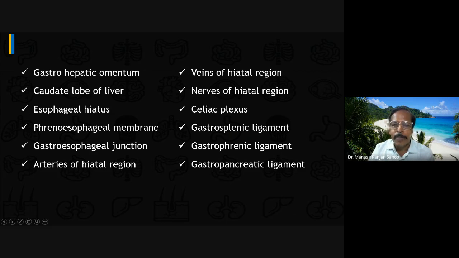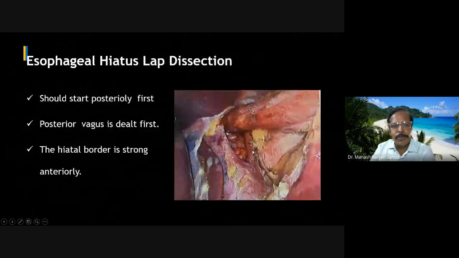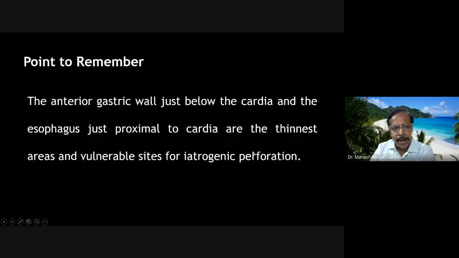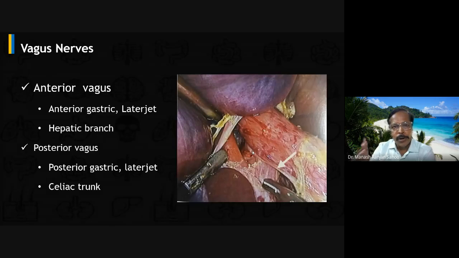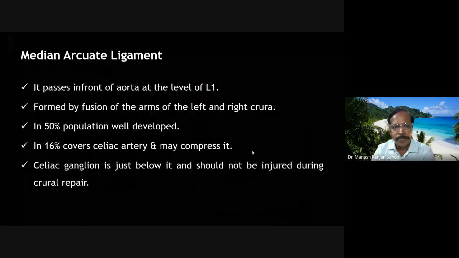You have the phrenoesophageal membrane, which when you divide, then only the lower esophagus gets thoroughly mobilized. The gastroesophageal junction is extremely important if you are proceeding to do a Heller's cardiomyotomy. Arteries in this region, you are very well aware, just behind you have the abdominal aorta, and the ascending esophageal branch of the left gastric artery accompanies the lower part of the esophagus. You have the veins there, nerves in that region, the celiac ganglion, the celiac plexus, and these three ligaments. So in a nutshell, I have told you how the anatomy looks. As we proceed further, the anatomy will get much clearer when we go into the surgical part of it.